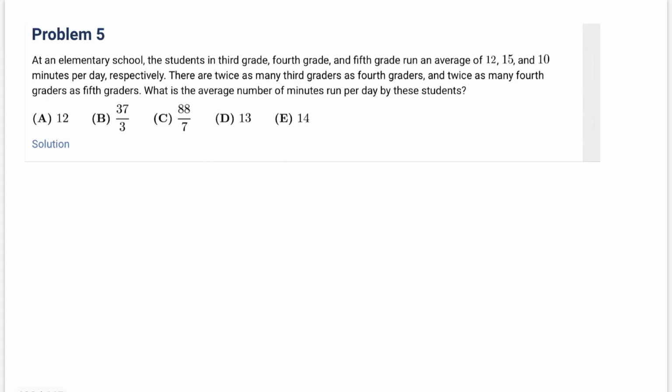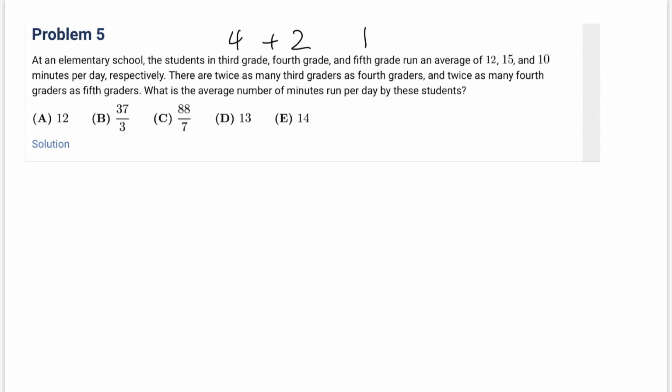Number 5: at an elementary school, the students in 3rd grade, 4th grade, and 5th grade run at an average of 12, 15, and 10 minutes per day respectively. There are twice as many 3rd graders as 4th graders and twice as many 4th graders as 5th graders. Okay, so based on this information, let's say that if there is one 5th grader, then there's twice as many 4th graders, right? So there are 2 4th graders, and so there are twice as many 3rd graders as 4th graders, so there's 4 3rd graders. What is the average number of minutes run per day by these students?